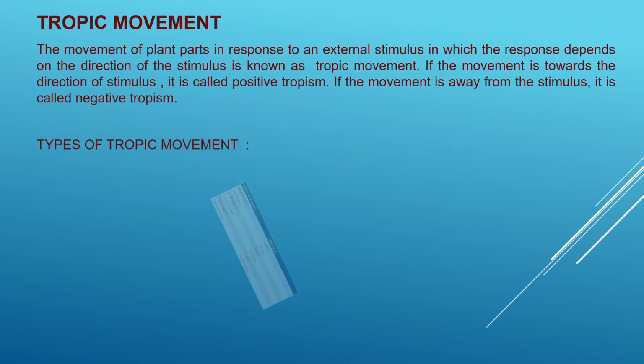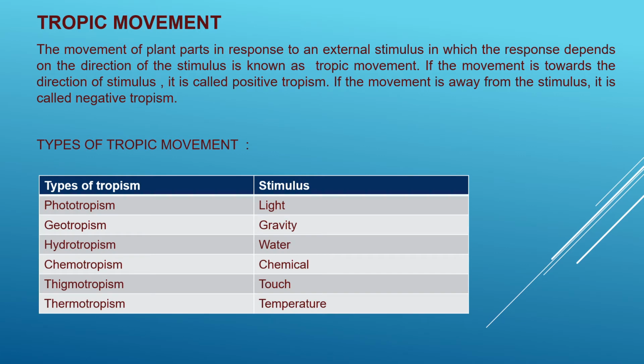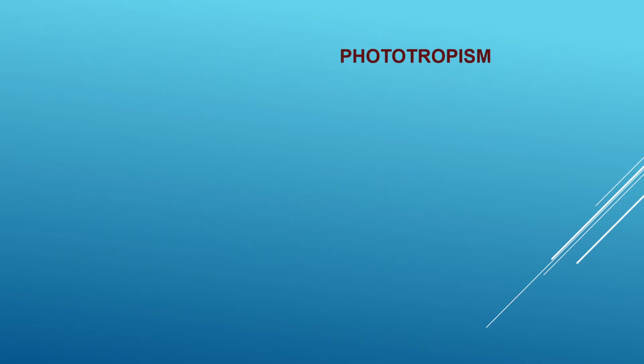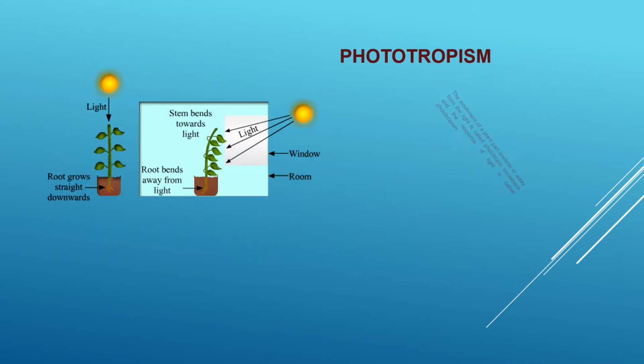And what are the different types of tropic movement? That is phototropism, when the stimulus is light, and geotropism, when the stimulus is gravity, and hydrotropism, when the stimulus is water, and when the stimulus is a chemical, that is called chemotropism, and when the stimulus is touch, it is called thigmotropism, and when the stimulus is temperature, it is thermotropism. Now come to phototropism.